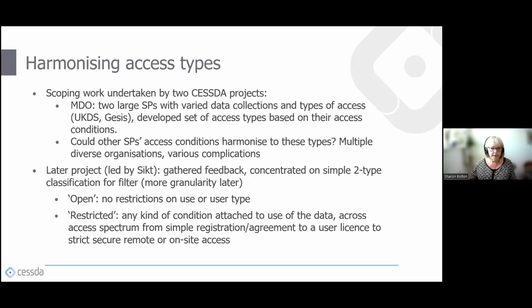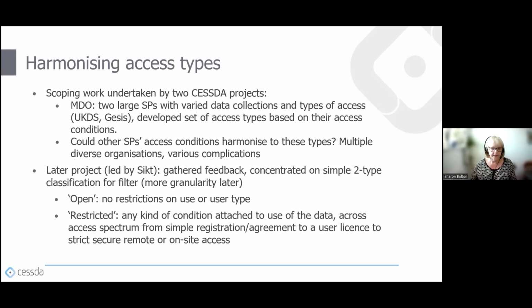The scoping work that we did to create the common vocabulary between UKDS and IASSIST led to a later project led by the Norwegian Data Archive, now known as SIKT, previously known as NSD. They gathered feedback from CESSDA service providers and concentrated on creating a simple 2-type classification for the filter. The categories chosen were open, where data were completely open with no restrictions on use or on user type, and data could effectively be downloaded very easily.